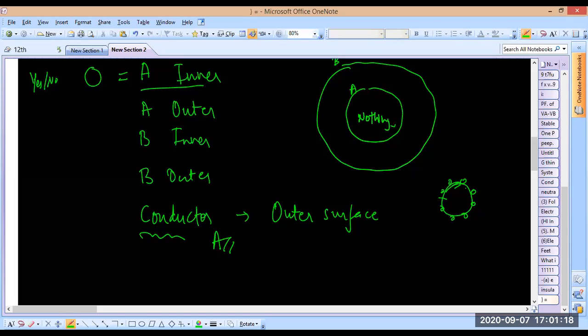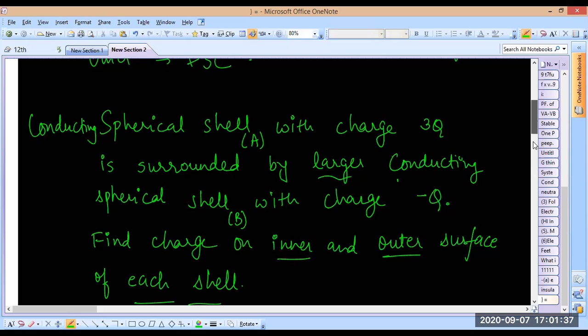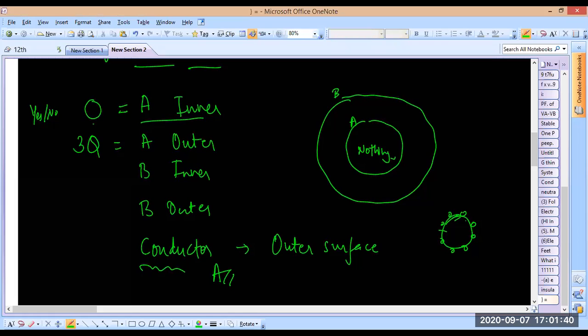Okay. So charge will go on outer surface of A. So here this will be 3Q, right? 3Q, yes, 3Q. Clear? Because the total should be 3Q. For A, total should be 3Q, right? Okay. So now what we have found out is as follows. It is 0 here. It is 3Q here. Right? Now further ahead, now here B inner.